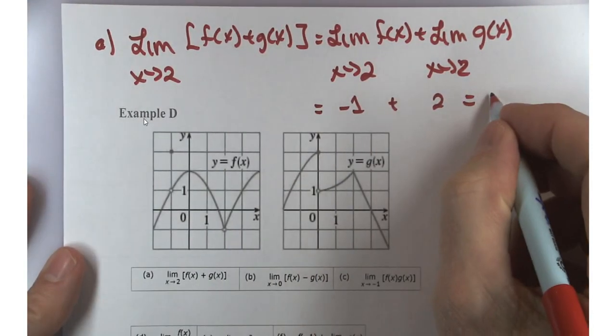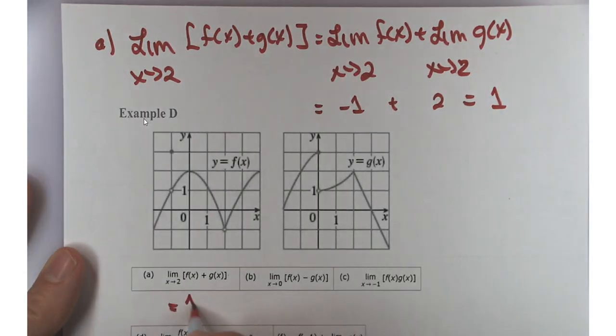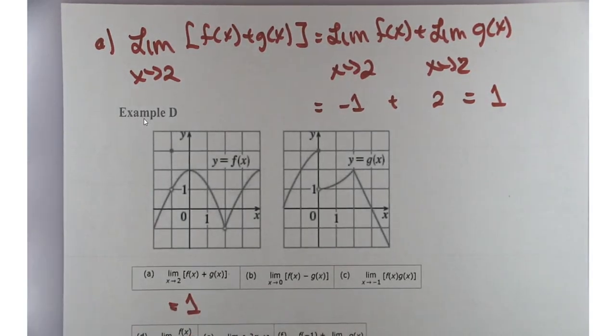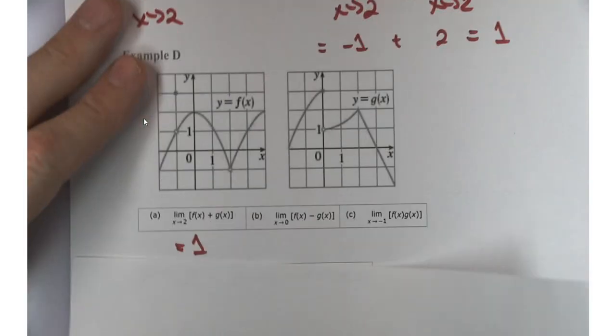-1 plus 2 gives me 1. So the limit here is 1. Great. Now I'm not going to try and squeeze the rest of these on here, but let's take a look at B.